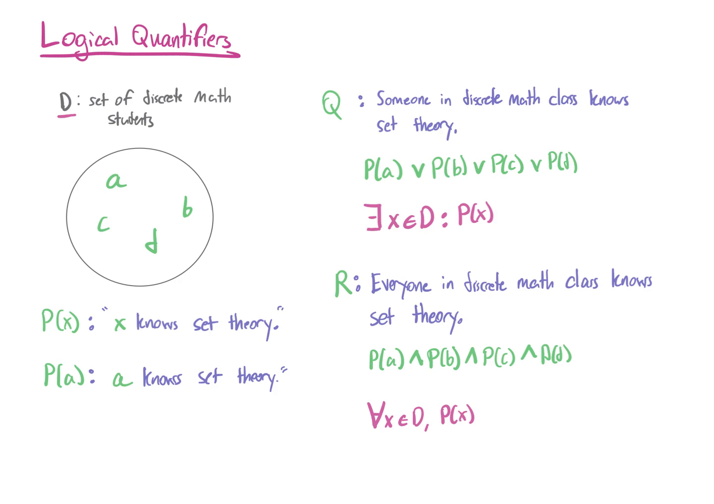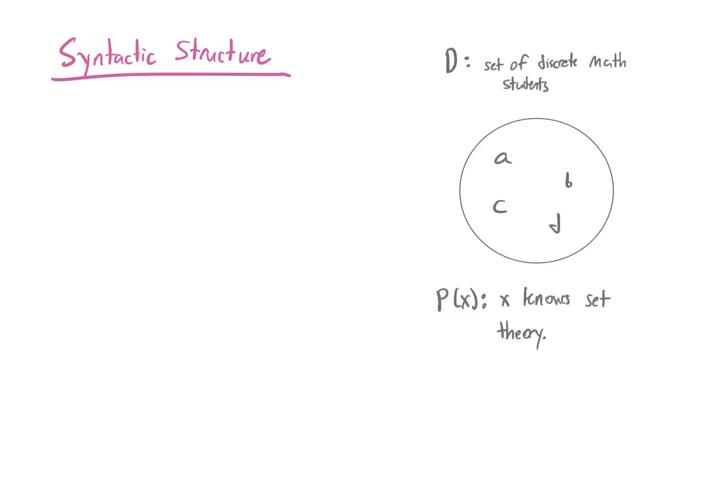So with these two new symbols here, there exists and for all, we can concisely express more complicated logical ideas by quantifying over every element in a set. So let's dive in a little more detail into how these expressions are constructed, and then we'll look at some examples. So how do we construct these statements? Let's break down the syntactic pieces of these statements using the there exists and for all operators.